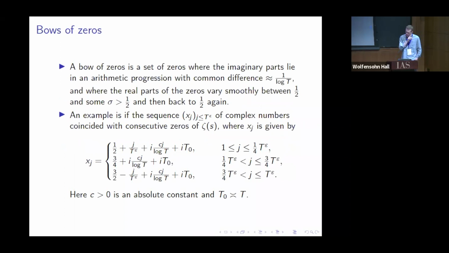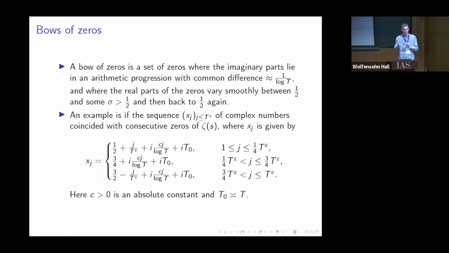Okay, so here's how you should think about a bow of zeros. You have to think about in two directions what the zeros are doing vertically and what they're doing horizontally. So vertically, it looks like an arithmetic progression of zeros. The zeros have a common spacing like 1/(log t), or a constant over log t. And then the real parts of the zeros will vary smoothly and slowly, like they'll start on the half line, go off to some sigma, and then come back.